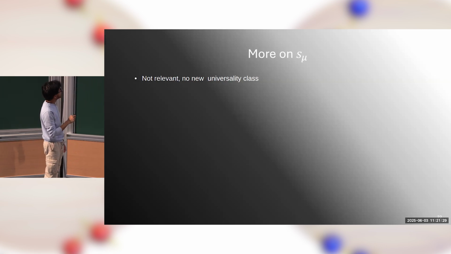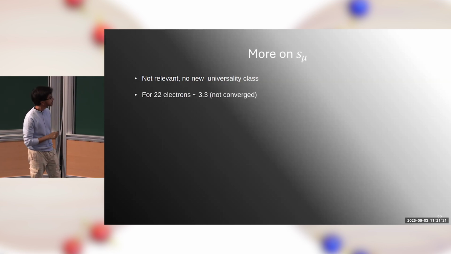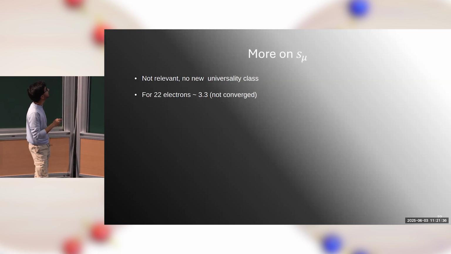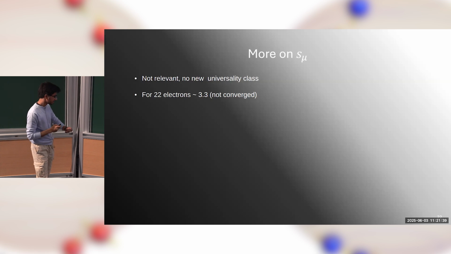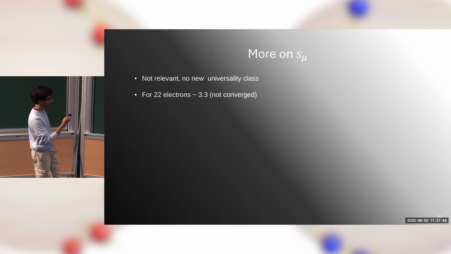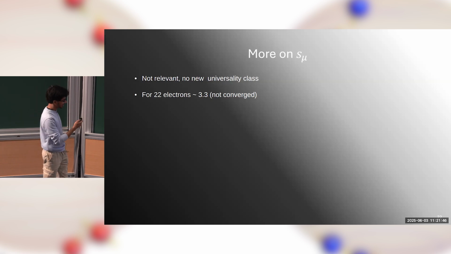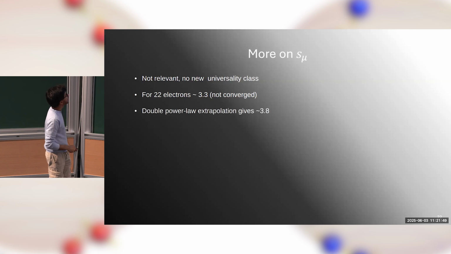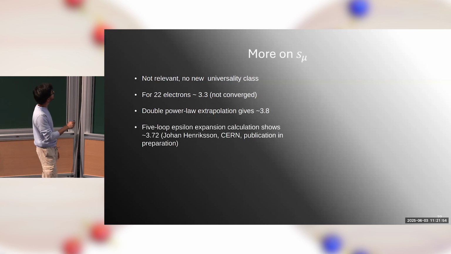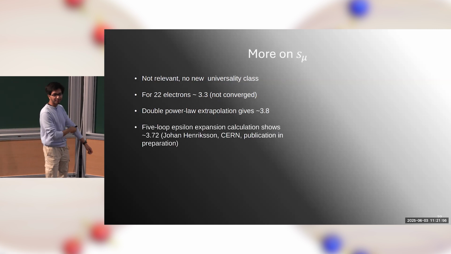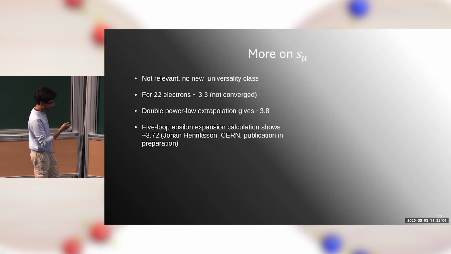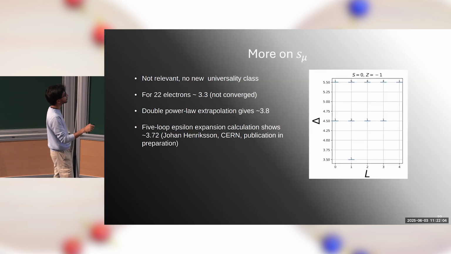In this case, we have data up to 22 electrons, and we get around 3.3. You can see that it hasn't converged yet, it's very far from converging. We need higher system sizes, but this level seems to have quite high entropy, so it's very hard to do DMRG for higher system sizes. Double or single power law extrapolation both give around 3.8. That somewhat matches what the 5-loop expansion people are doing, which is unpublished, around 3.72. Somewhat matches.